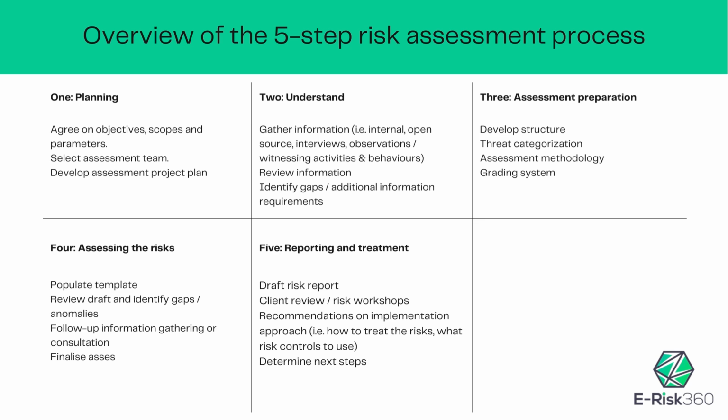We also have to review this information and identify gaps and any additional information requirements. Once we've done that, we can look at the assessment preparation. This is about developing structure, categorization, methodology, and of course, our assessment grading system. Once we have done that, we then assess the risks, look at the template, populate it, review draft and identify gaps, and also follow up any information. After we've done that, our final step is reporting and risk treatment.